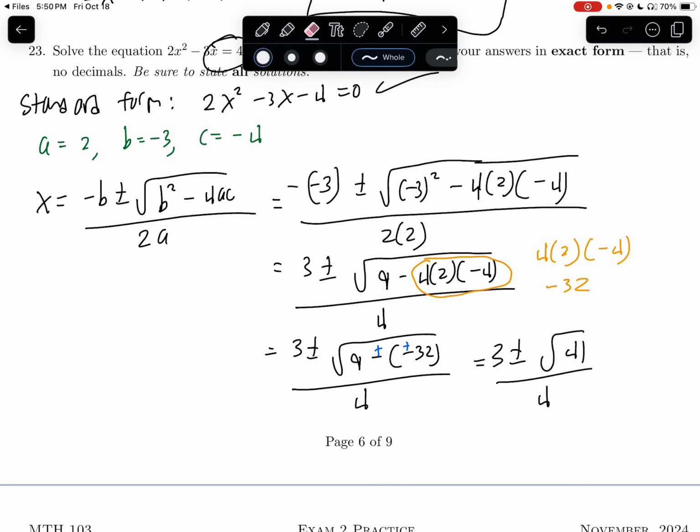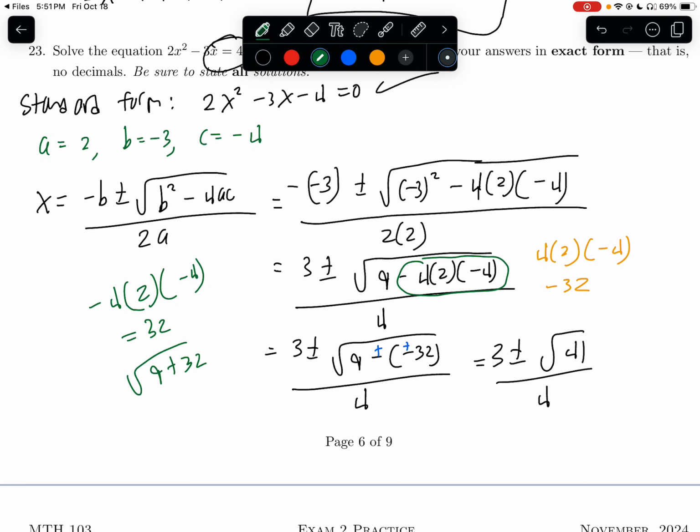A lot of students will make mistakes doing this computation here. Another way you could look at this is to include the negative 4 in as well. So then I have negative 4 times 2 times negative 4, which is 32. So then I have the square root of 9 plus 32, as I absorbed the negative into the multiplication.